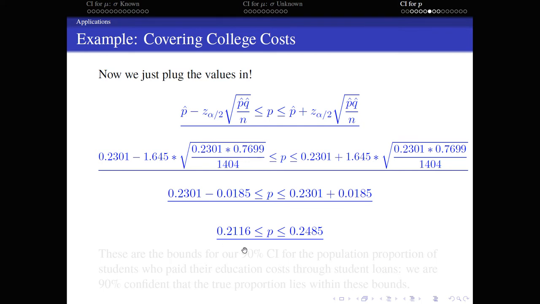So we're 95% confident that the proportion of students paying for college with student loans is somewhere between 21% and 25%.